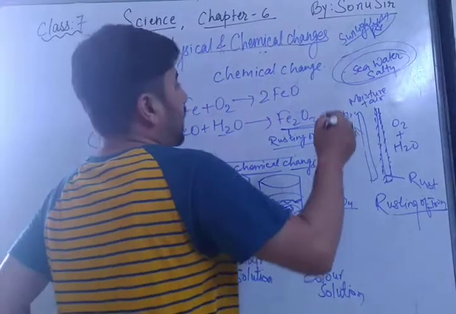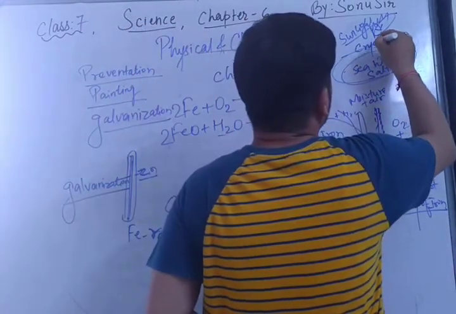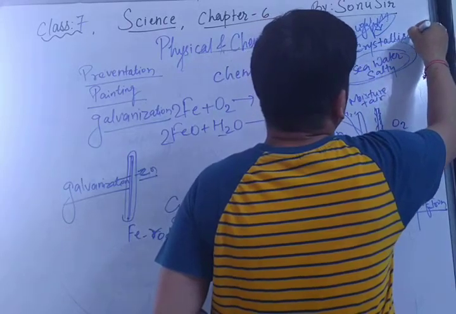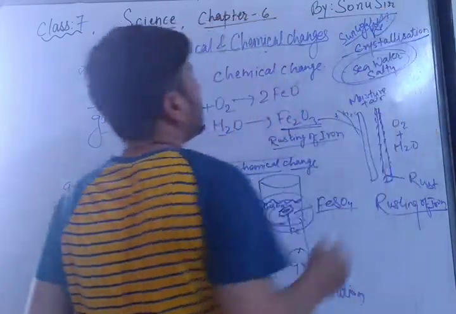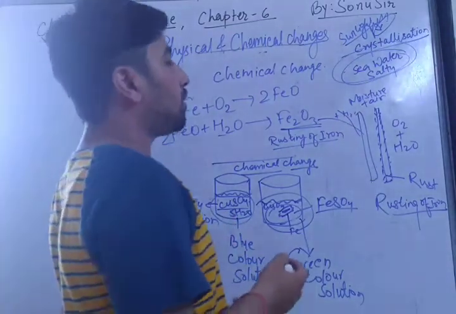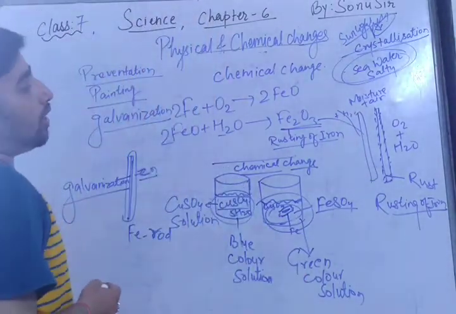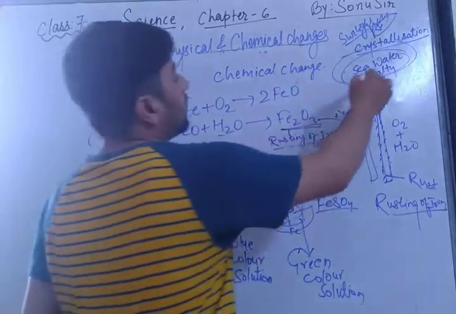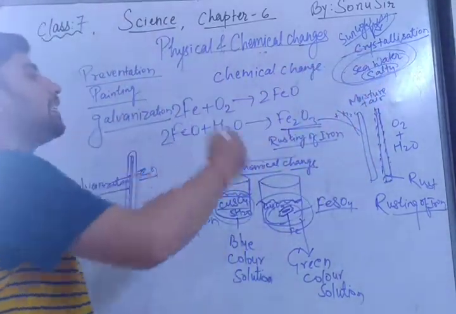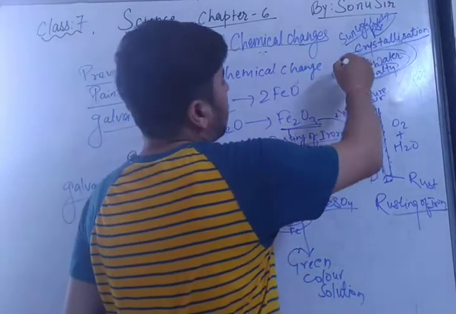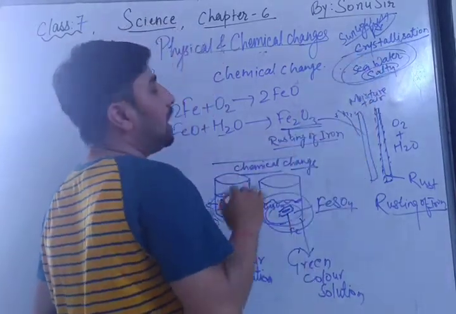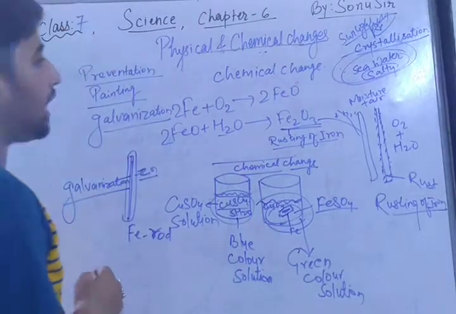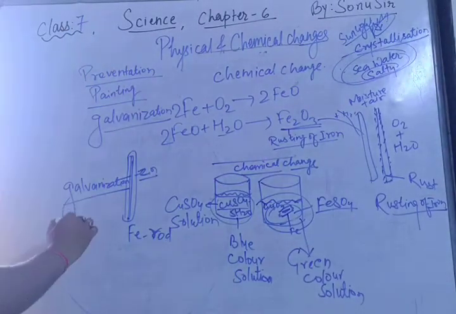If anyone asks you what is crystallization, crystallization is a process by which an impure solid substance is converted into a pure solid substance. As an example, seawater salt is not pure, so after the evaporation of seawater, we go through a process called crystallization. If anyone asks you which type of change this is, it is a physical change. It is not an example of chemical change, it is an example of physical change.